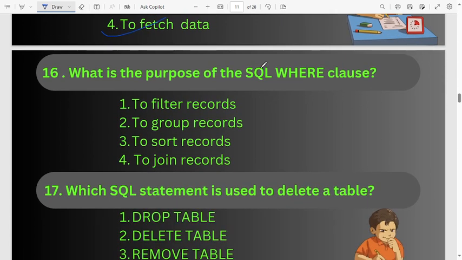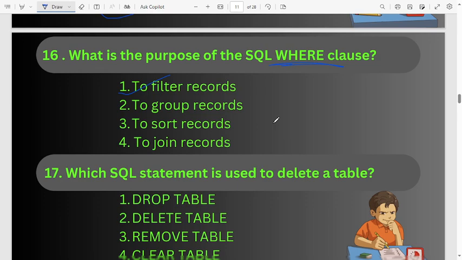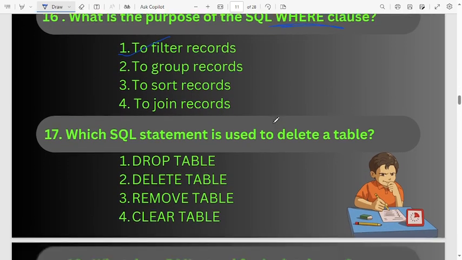What is the purpose of SQL where clause? Where clause and having clause. These are two clauses which are used to filter the records. But there is a difference between these two that will be discussed later.